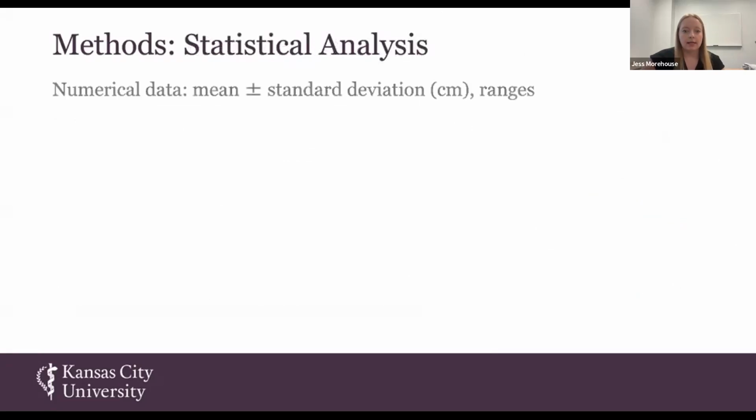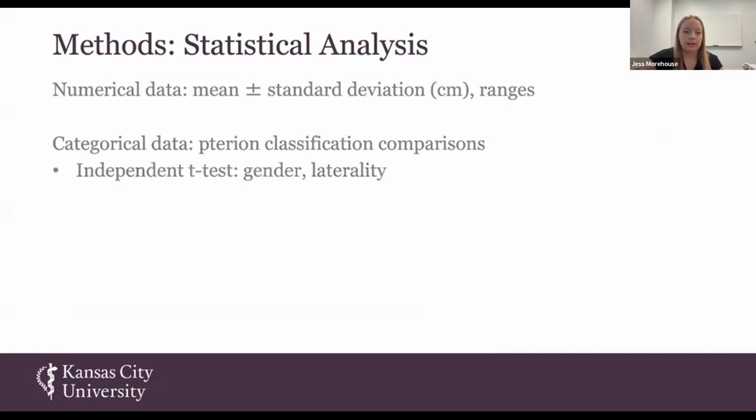When it came to statistics, the numerical data was run with descriptive studies to determine mean, standard deviations, and ranges for everything. When it came to categorical data, we used an independent t-test to demonstrate differences between pterion type and laterality, as well as between type and gender.